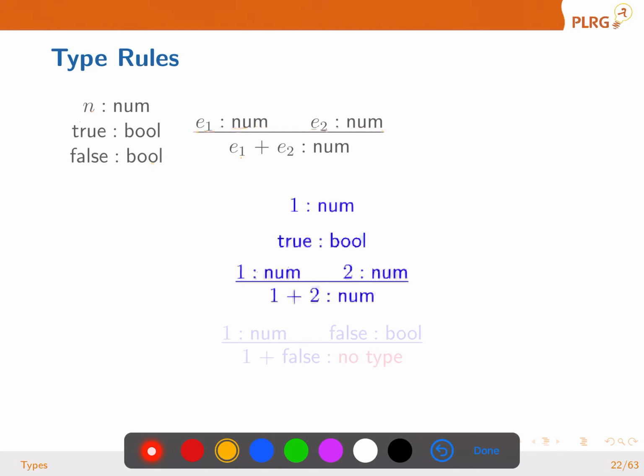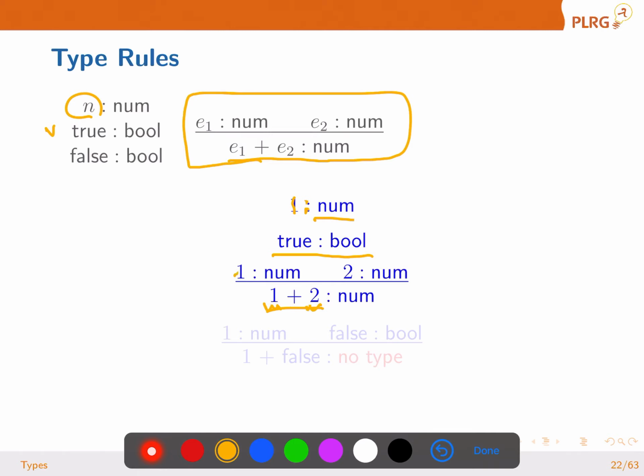Like, 1, it's because 1 is a number, it has type num. True, we have this rule. So true, yeah, it's type bool. What about 1 plus 2? Oh, that's E1 plus E2. There's one rule to apply. So we need to split that to 2 sub-expressions, 1 and 2, and check whether they have num types. Oh, that's good. So this one is going to be num.